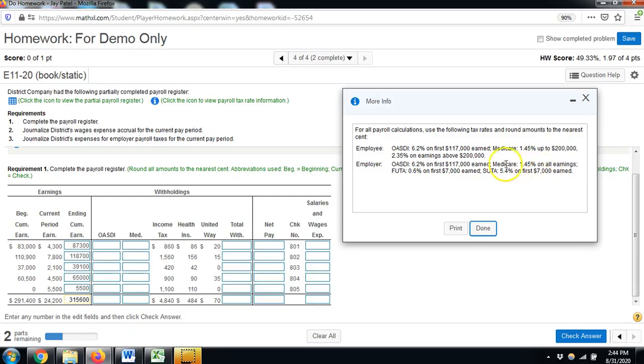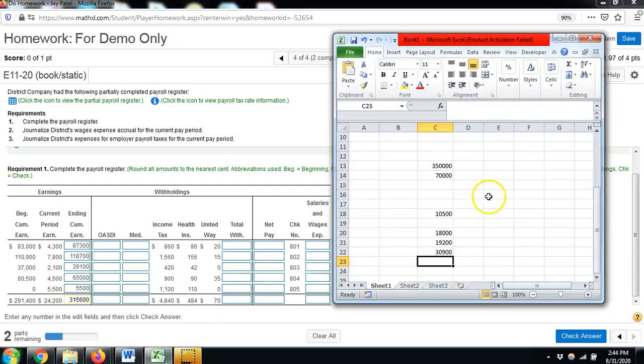and another rate for anything above. The employer also has to pay some unemployment tax. So let's begin just with the OASDI. Let's just calculate the amounts. I'm just going to set up a little table here.